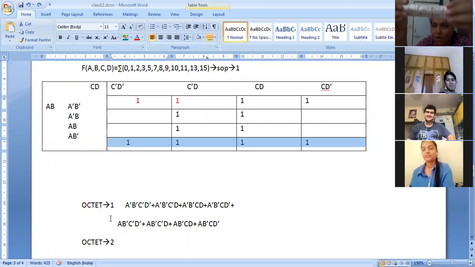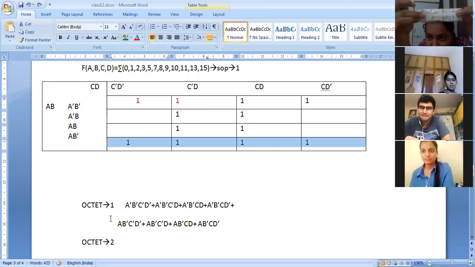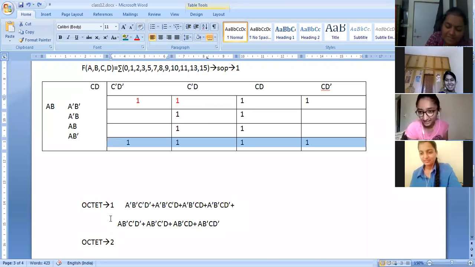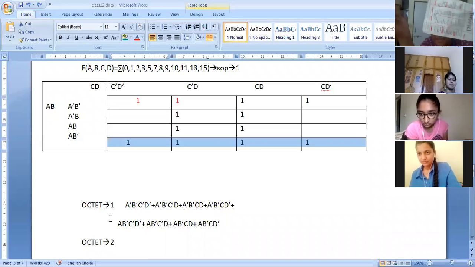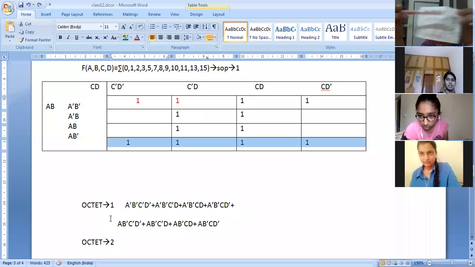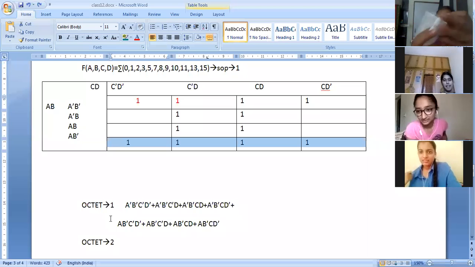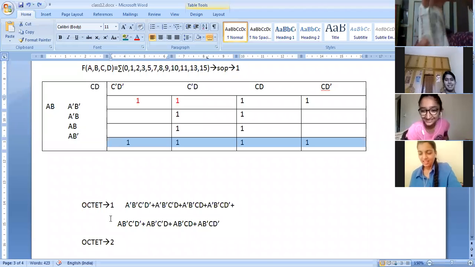Now can you see that all eight ones are forming an octet together? Understood? This is possible when you have this kind of situation also. When you have ones here and here, then what can you do? You can roll over this row. Now this is also an octet. Understood?